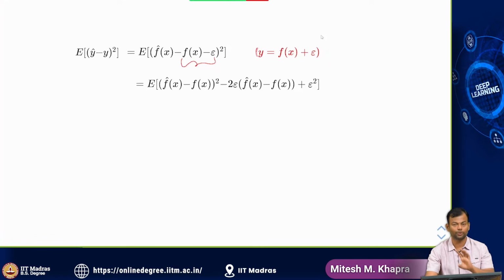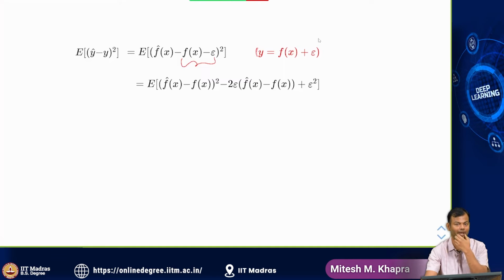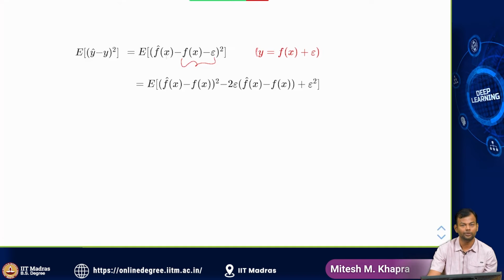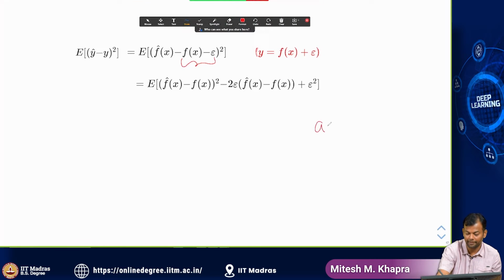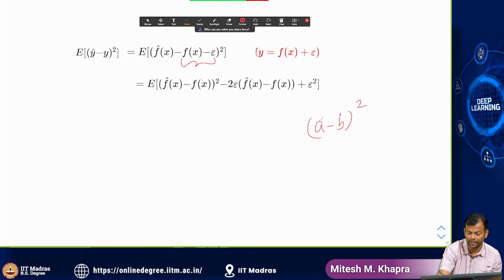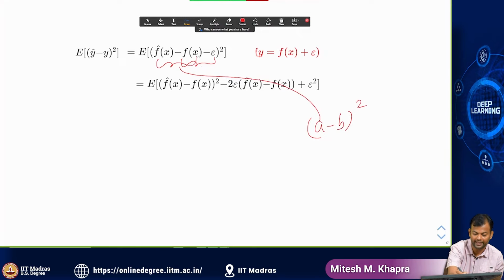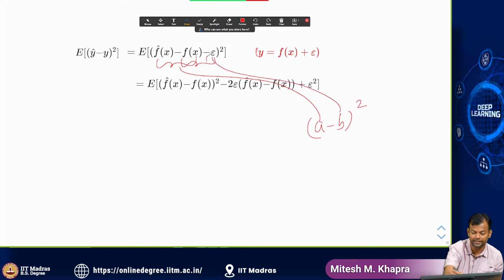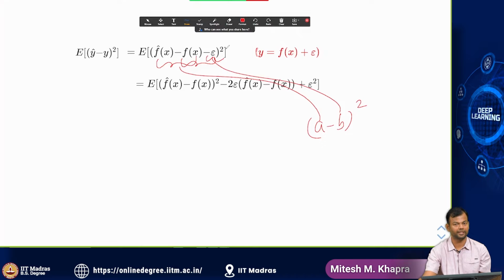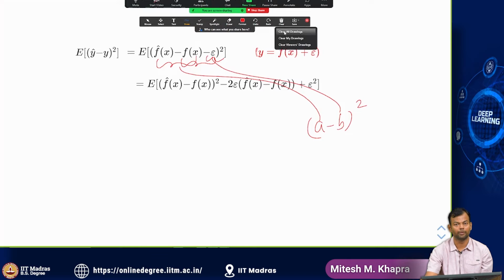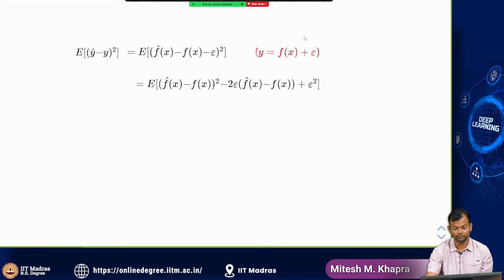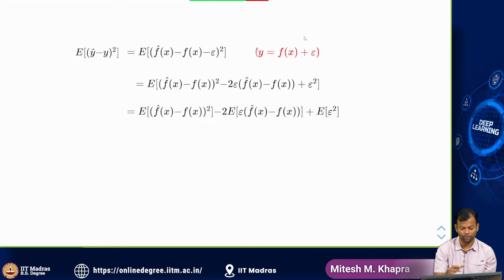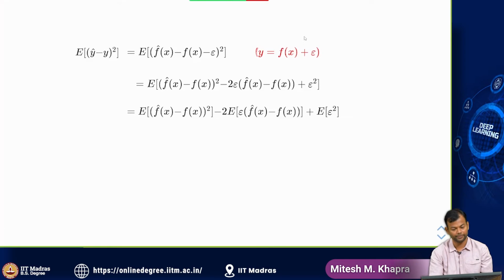And now I am just going to open up this square and rearrange some terms. I am looking at this as a minus b the whole square, where a is equal to f hat x minus f x and b is equal to epsilon. So that's how I have expanded this formula. I just open the bracket, rearrange some terms and so on.